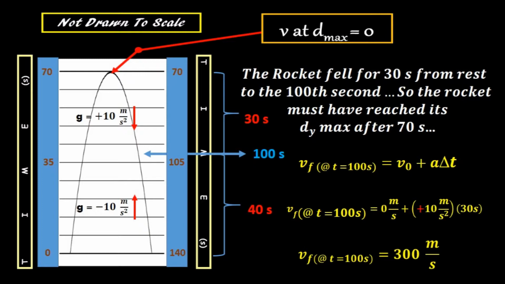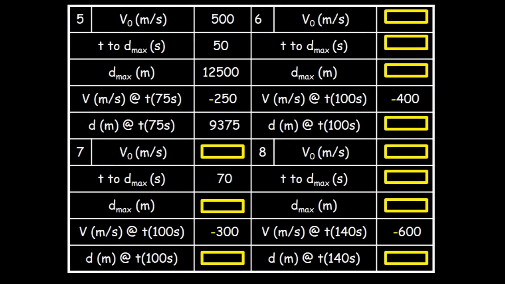So 100 minus 30 is 70, clearly. So the time to d max is going to be 70 seconds. Now the next thing we want to look at is the initial velocity. The initial velocity is going to be essentially 70 times 10. That's easy. That's the short way of doing it.